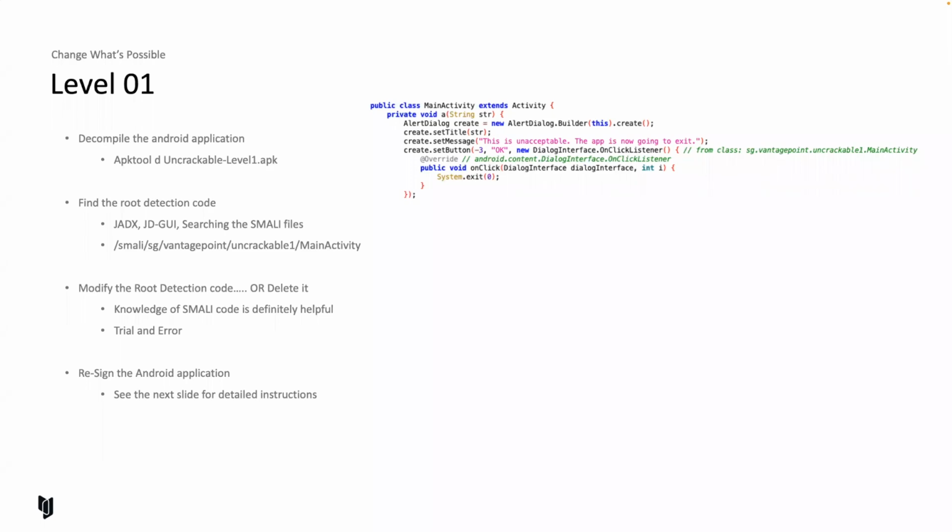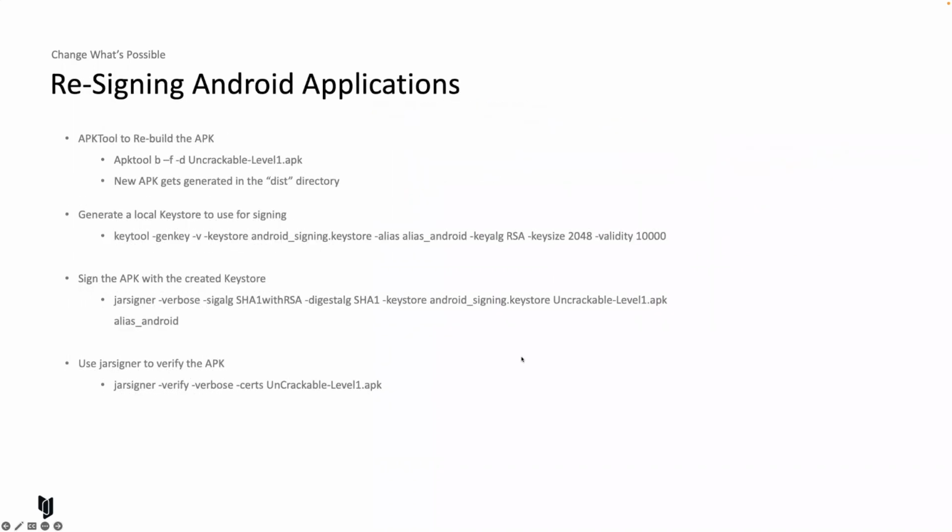If you look in the top right on this slide, you'll see this is the code in the main activity where it was doing the root detection. And there was additional code beyond this. So you can go take a look at this if you have the binary. And then you just re-sign the Android application so that we can install it.